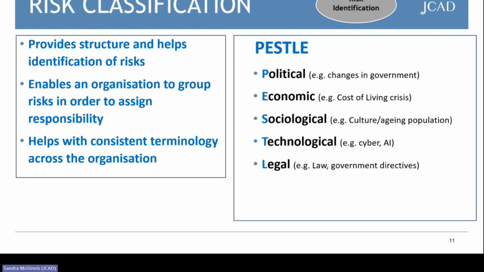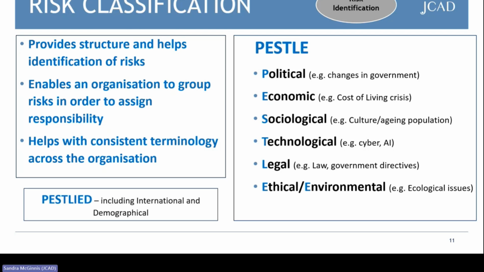L for legal speaks for itself really, but any risks again around legislation or directives. And then we have E for ethical and environmental. So these risks are mainly around ecological issues. The ethical has been added in more recent years to include things like corporate social responsibility. And the IRM has updated this classification to include separate areas of international and demographical risk. So you may also see PESTLE in some communications as well.